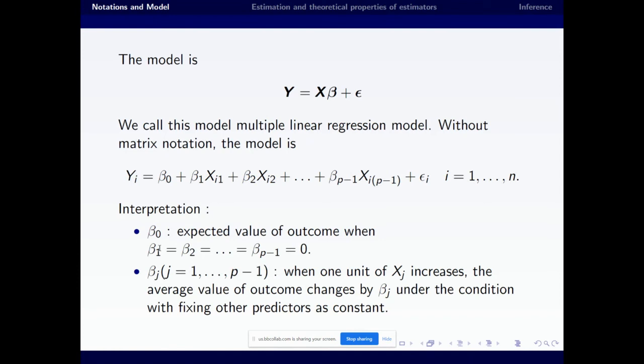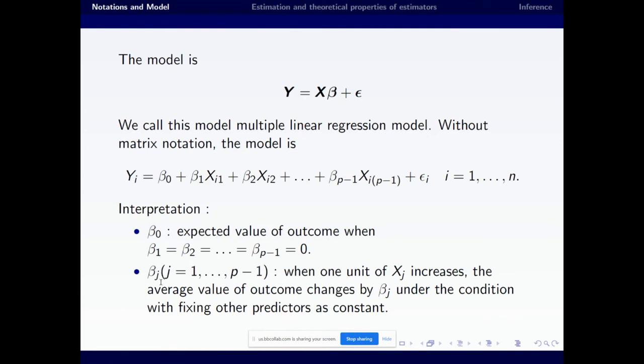As I said for simple linear regression, this interpretation of beta 0 is not very important, and sometimes not very practical, because it is difficult to have a predictor value being exactly 0. For example, weight or height cannot be exactly 0. So if you have weight and height as predictors in your model, then beta 0 does not have a practical meaning.